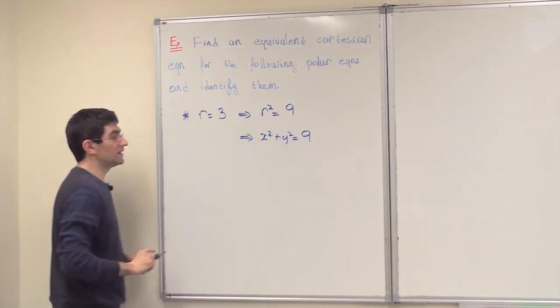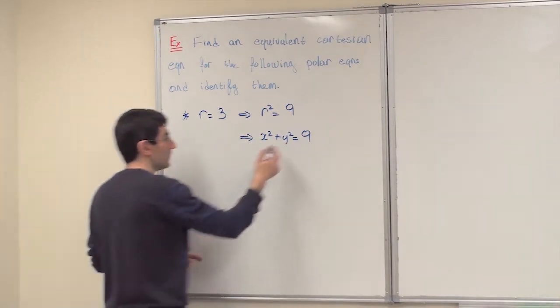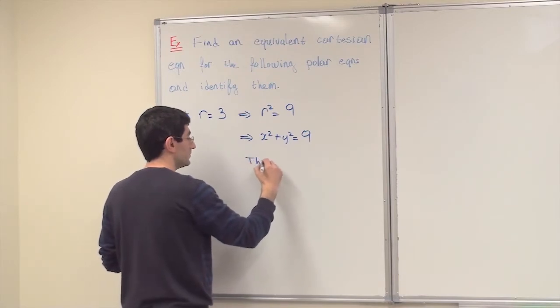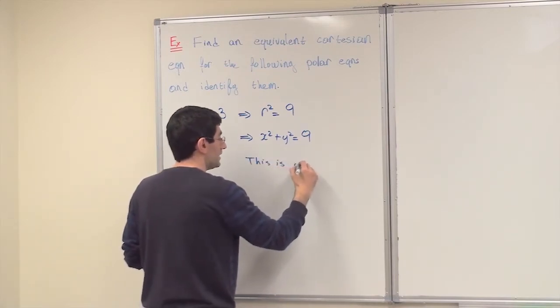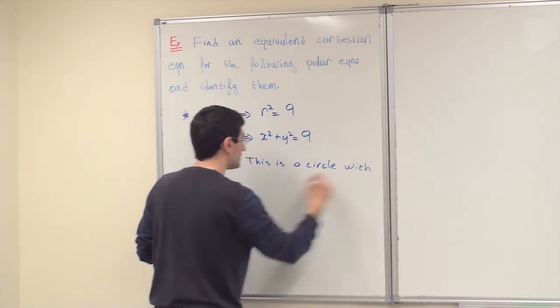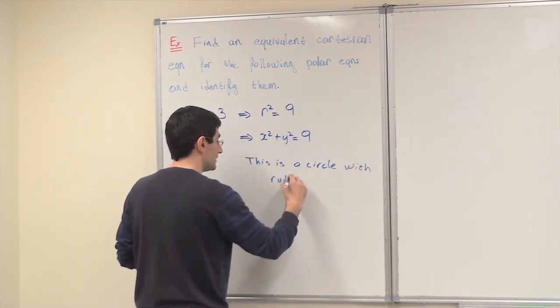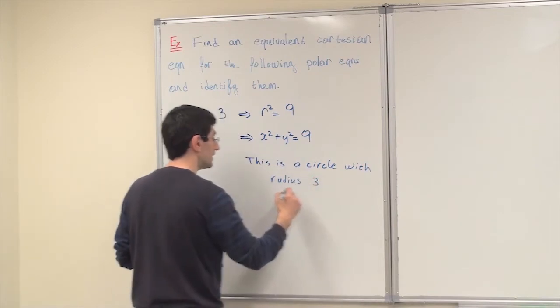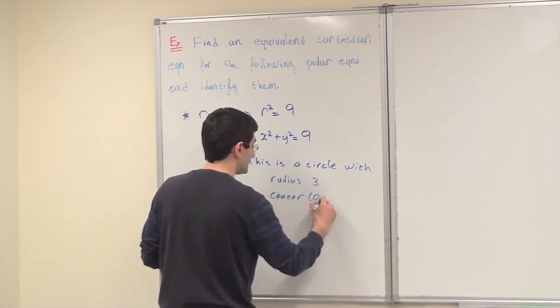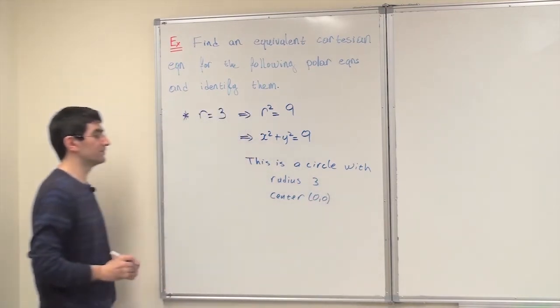Now we can identify this equation as a circle with radius 3 and center at the origin.